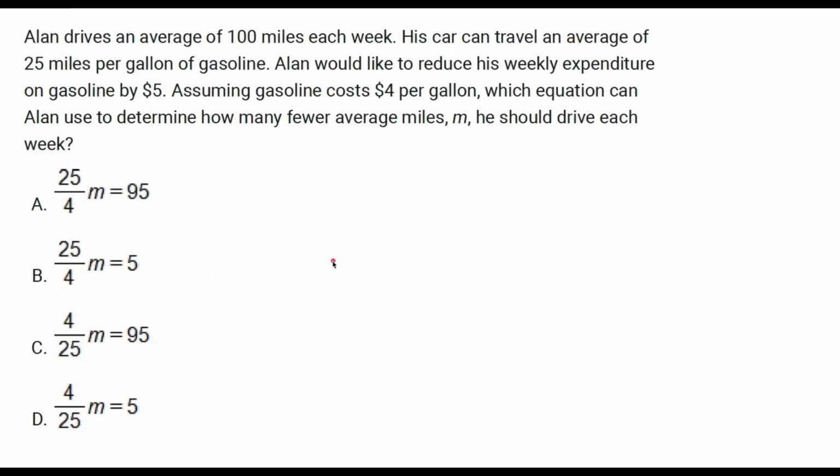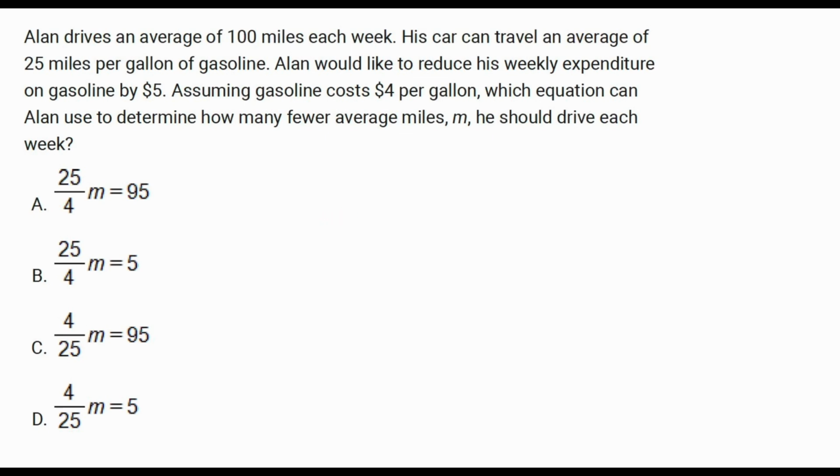All right, for this last problem, let's read through it before we try to tackle it straight away. It says, Alan drives an average of 100 miles each week. His car can travel an average of 25 miles per gallon of gasoline. Alan would like to reduce his weekly expenditure on gasoline by $5. Assuming gasoline costs $4 per gallon, which equation can Alan use to determine how many fewer average miles M he should drive each week? Now, it might not look like it, but this is actually just another unit conversion problem.